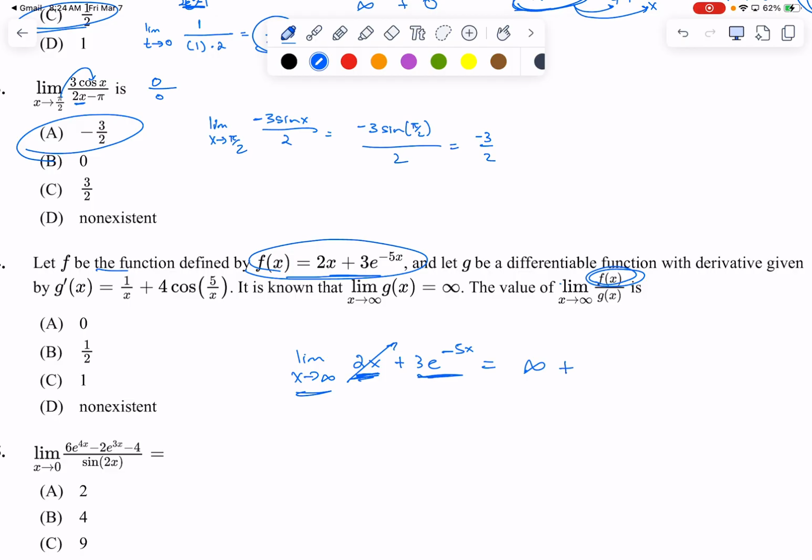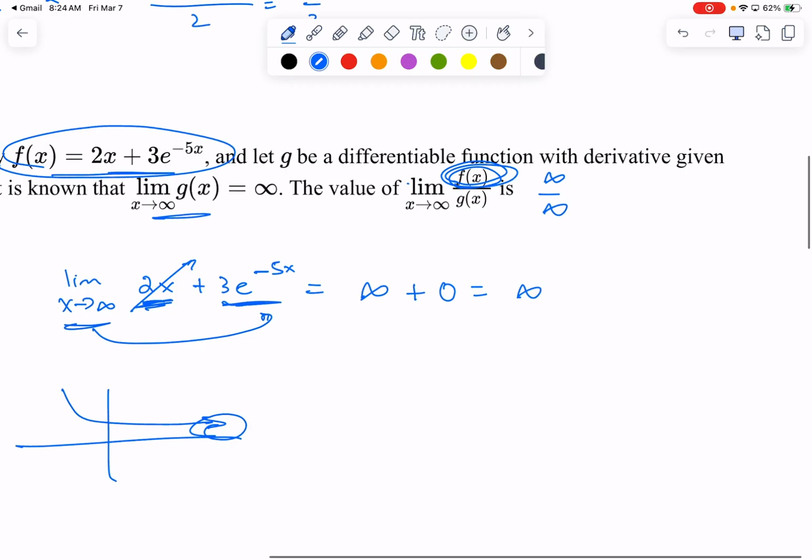Plus, and what's the limit as x approaches infinity of the L curve? Think about the L curve. As it approaches infinity, what is it approaching down here? 0. So you got infinity plus 0, which is infinity. So this top is approaching infinity. They already told you g of x is approaching infinity, so does L'Hopital's rule apply?